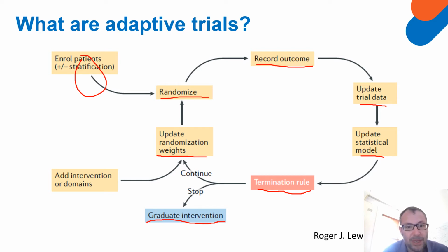The other thing that we can do in an adaptive trial potentially is to add new treatments over time as they become available.